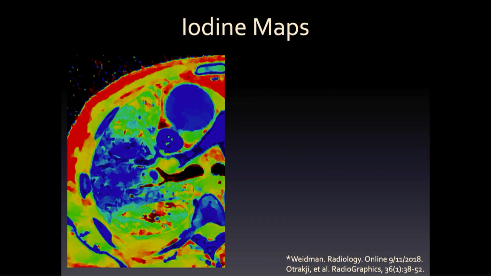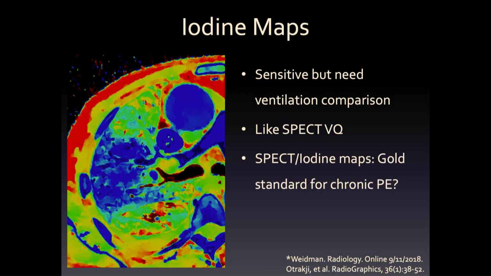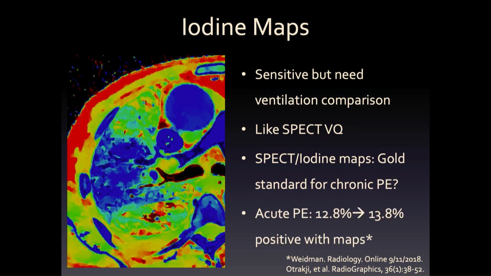The iodine map, though, I think is much harder. Yes, it can find some clots, but you have to read it in this sort of three-dimensional way. Maybe we'll use it for chronic PE, but for acute PE, it just does not help enough and is too much work to read.